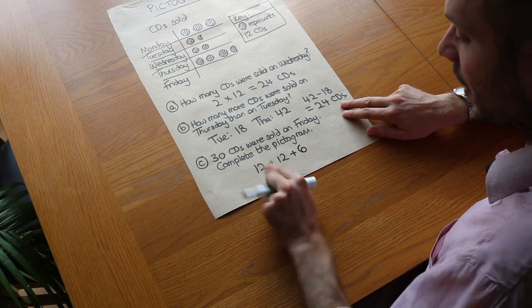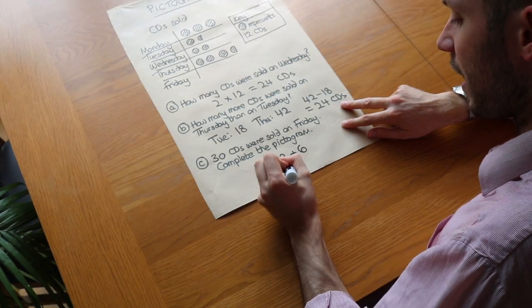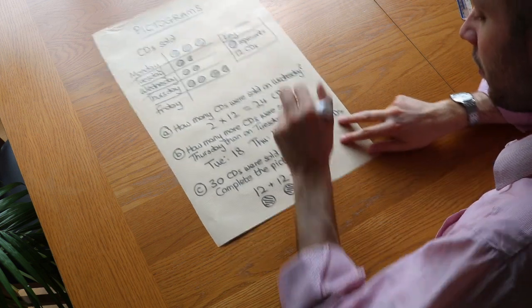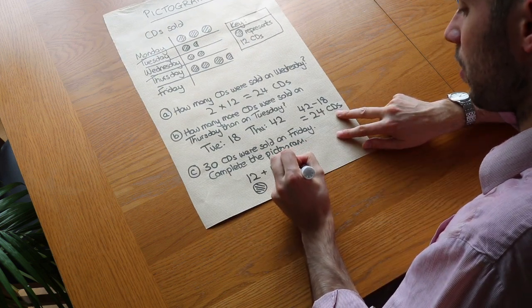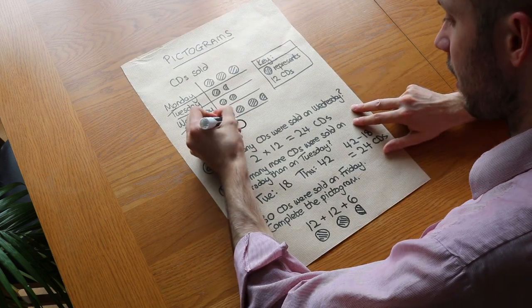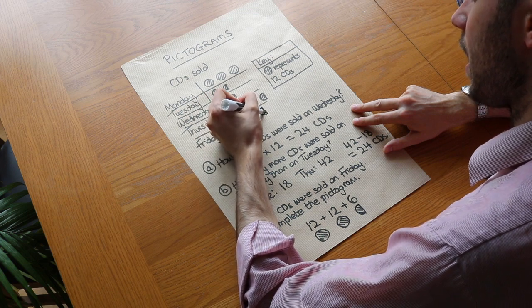So we can see that that 12 is going to be a blob. Then we've got another blob for that next 12. And that last 6 we've got, that's half of 12. So it's going to be half a blob. So we're going to draw that in for Friday. It's going to be like this. 2.5 blobs. And that is it.